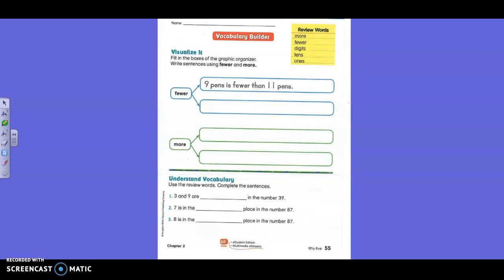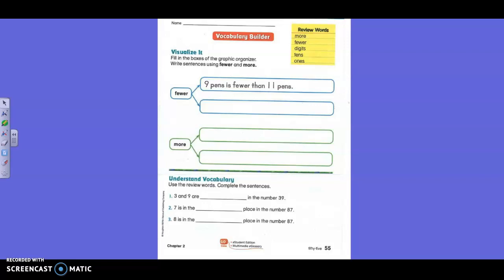Okay, boys and girls. We are going to do the vocabulary builder together. Some vocabulary words or review words that we talked about last time in Chapter 1 were more, fewer, digits, tens, and ones. We will have a few other vocabulary words too, but a lot of them are the same. This says, fill in the boxes of the graphic organizer, write sentences using fewer and more.